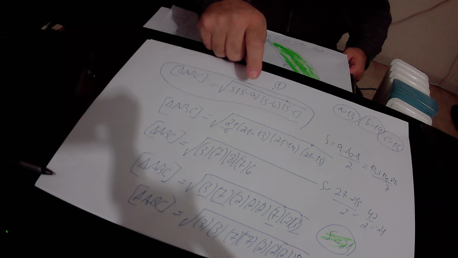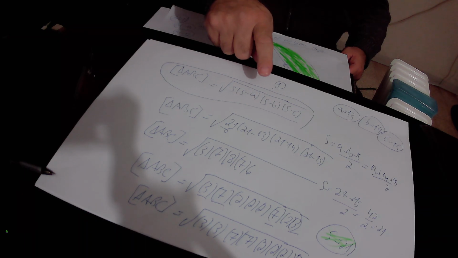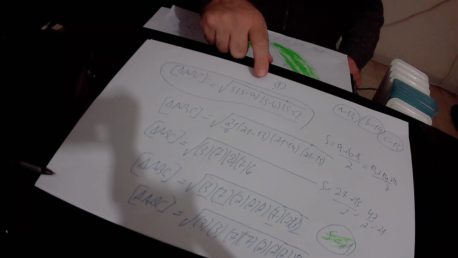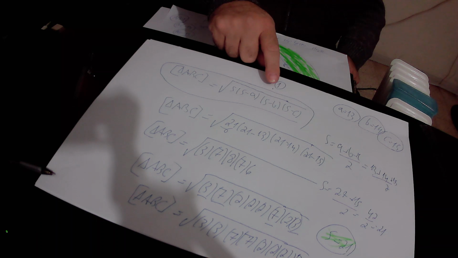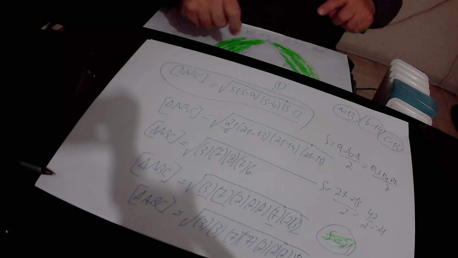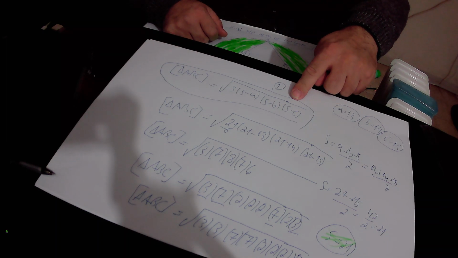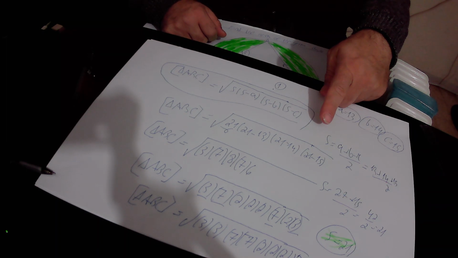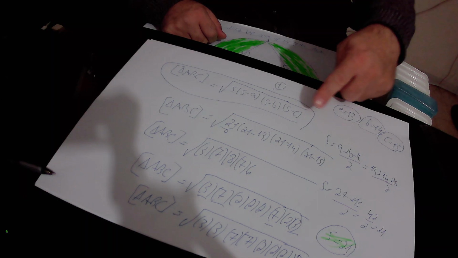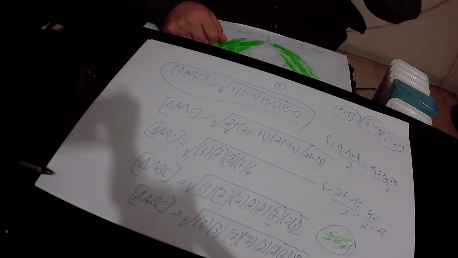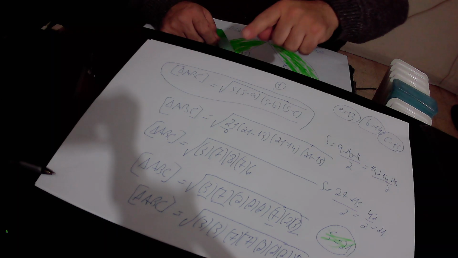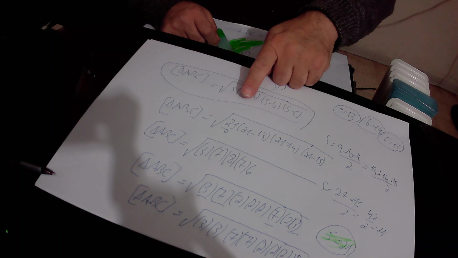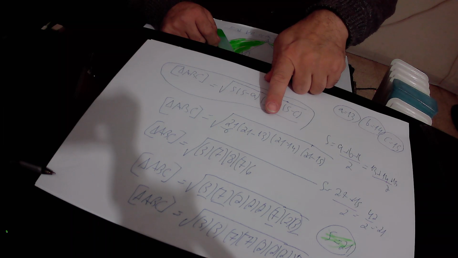Again, S is 21 minus A, that is 13. So S minus A is 21 minus 13, times S minus B, that is 21 minus 14, times S minus C, that is 21 minus 15. Okay, so the area of triangle ABC equals the square root of 21, and 21 minus 13.